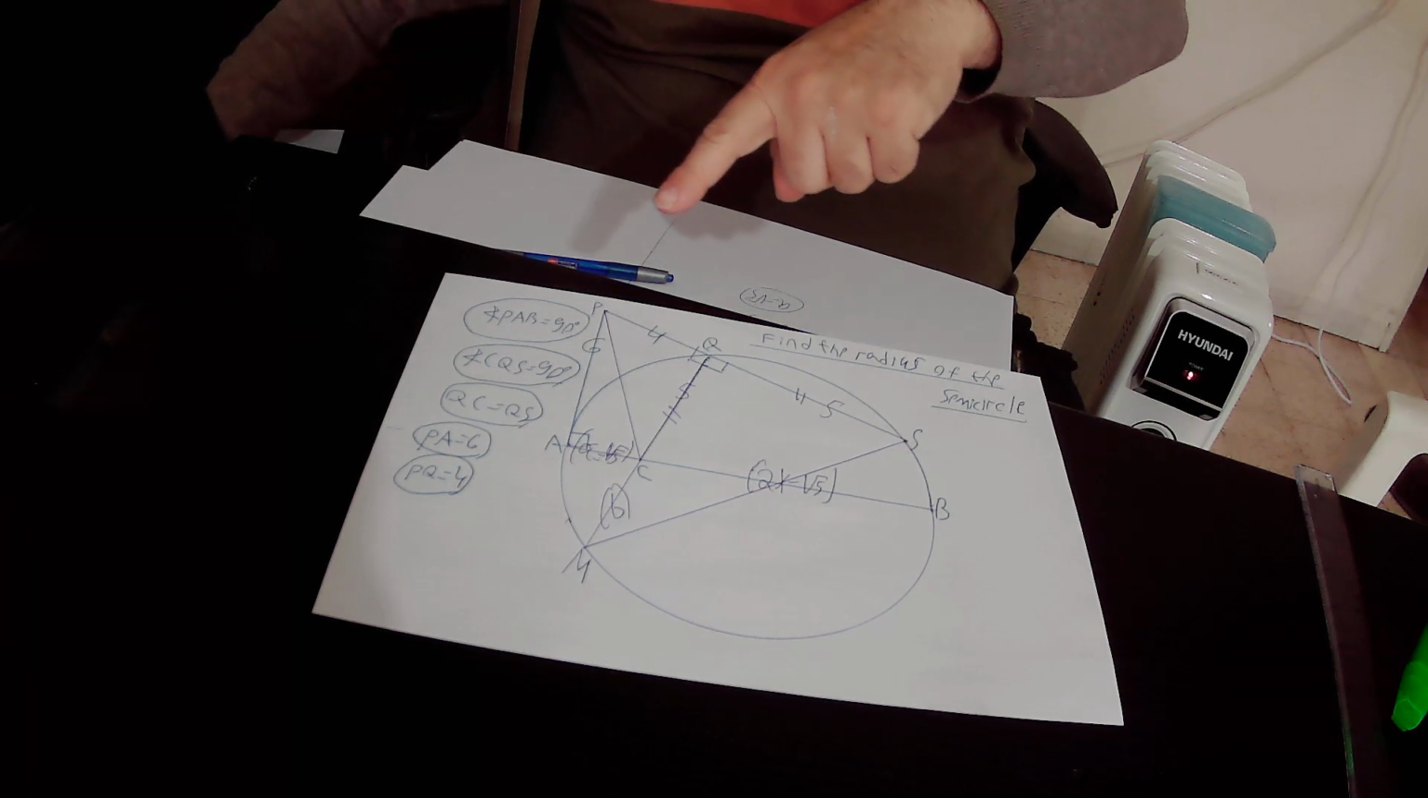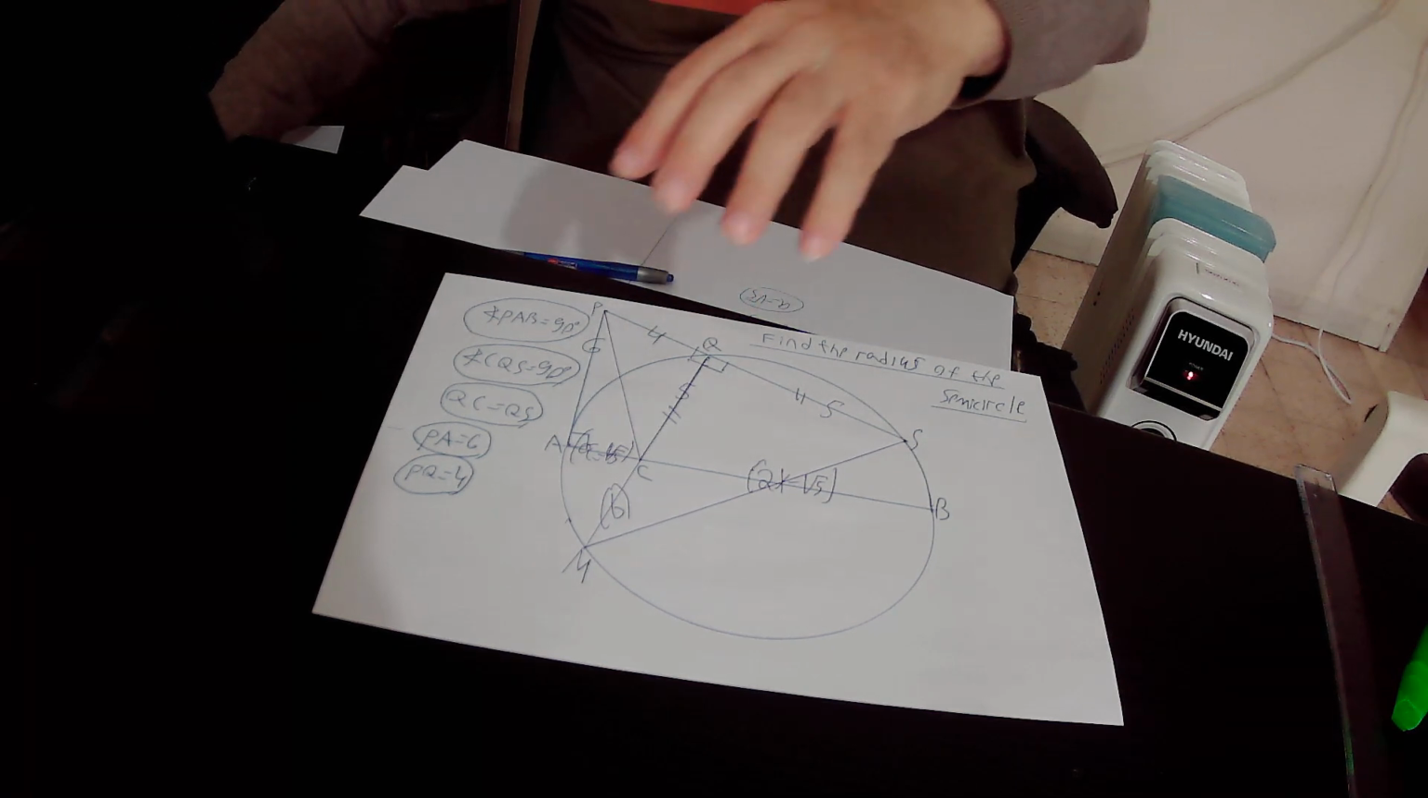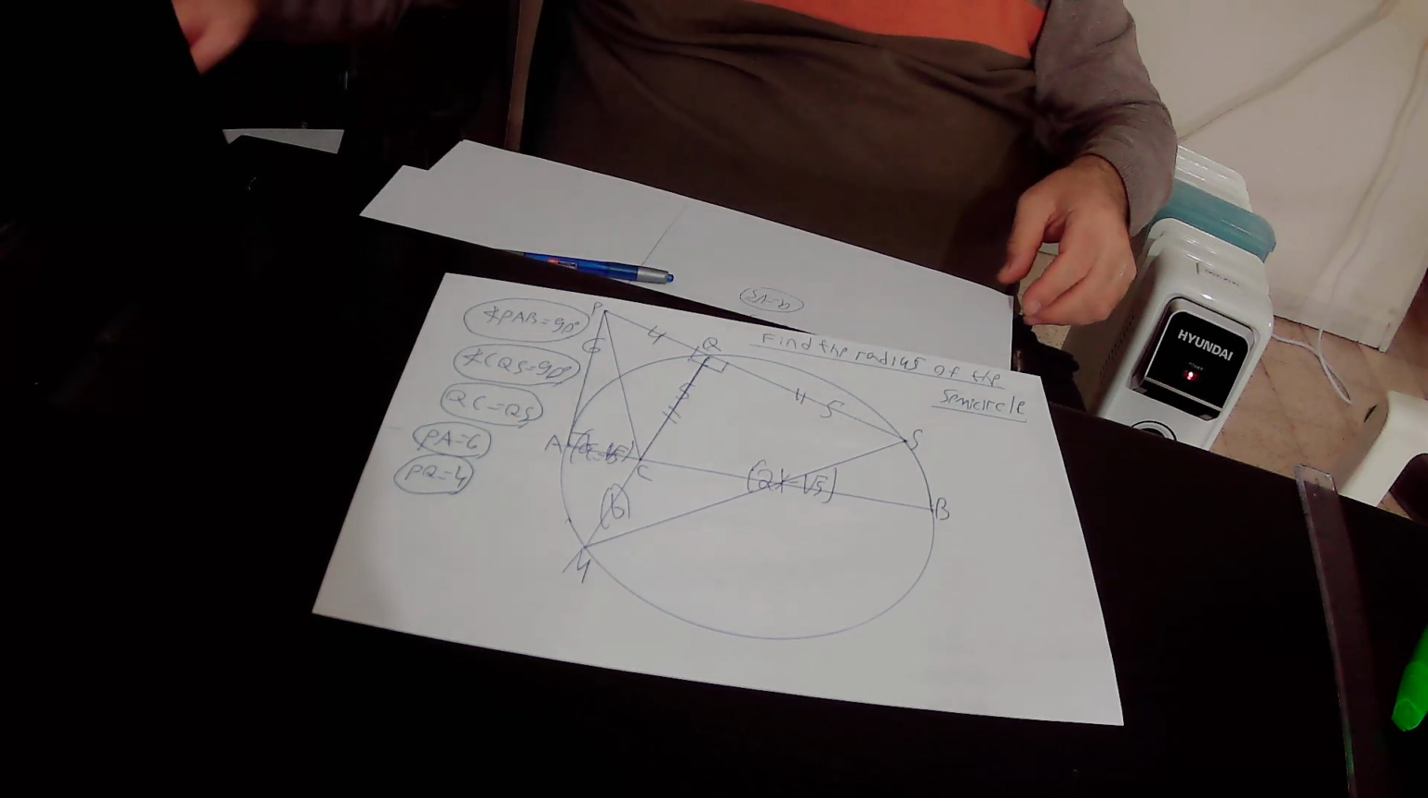Then I copied the right triangle PAC onto a new page and we implement the Pythagoras theorem on this right triangle PAC.